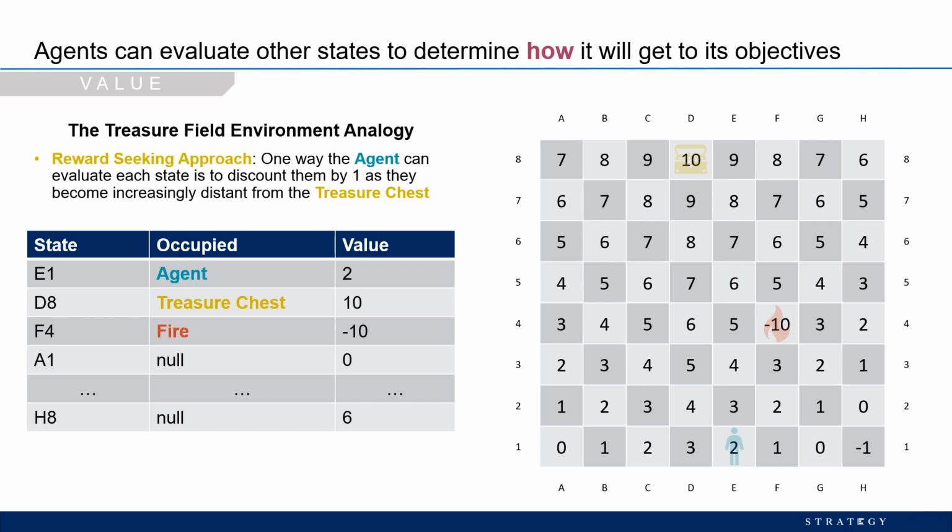Okay, so the first approach that we can take, I'm going to call the reward seeking approach. And we are going to look solely at our reward, or we're going to look solely at our objective, and then we are going to discount each state by 1 from that objective. So as we move farther and farther away from the objective, the states will go down in value. So then our policy would be we would want to move into whatever state has the highest value.